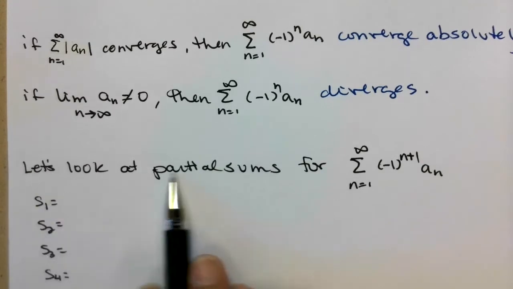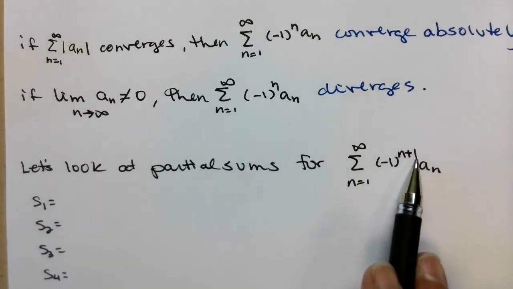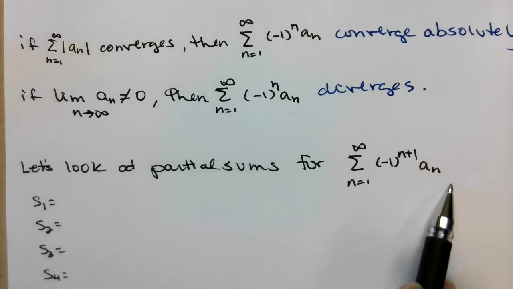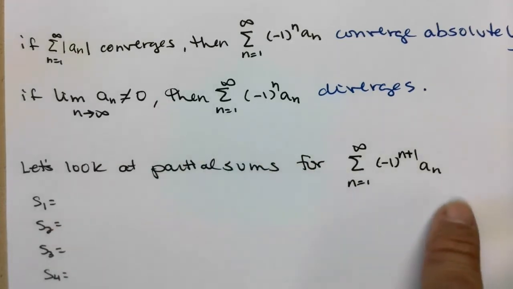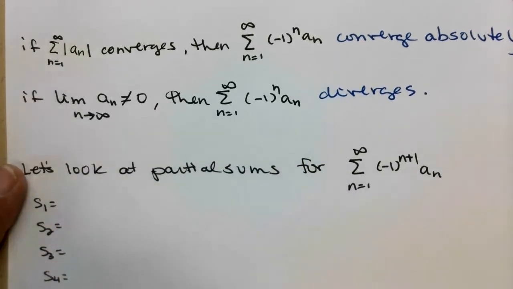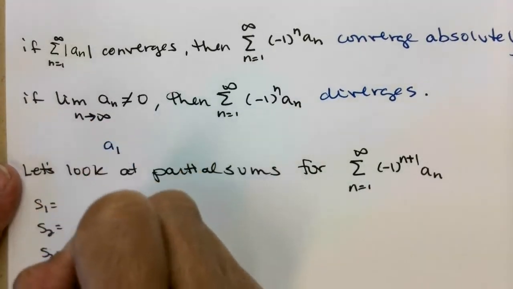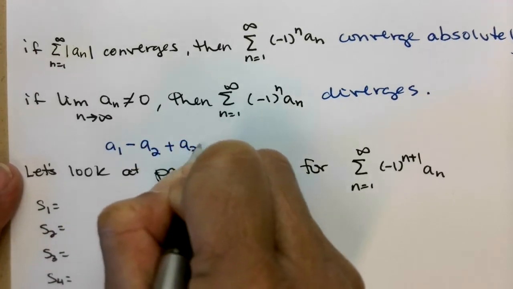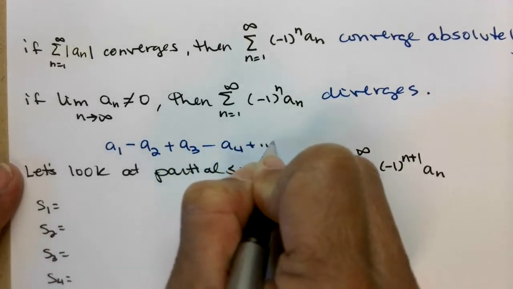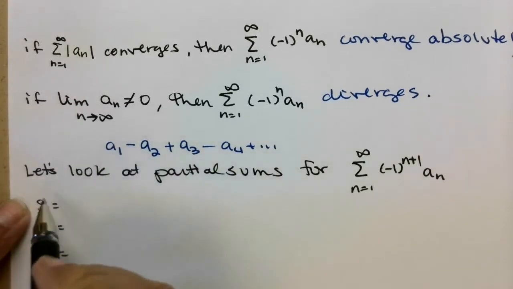Okay? So look at the partial sum. So I've changed it up just a little bit. I have a -1 to the n plus 1 times a sub n. Let's just think about what those partial sums are going to be. So actually, maybe let's write above this. I'll write out a few of these terms here. So if n is 1, that's positive. We're going to start positive this time. So positive a sub 1 minus a sub 2 plus a sub 3 minus a sub 4 plus, and it keeps going. Okay, so s sub 1, your first partial sum, that's just your first term.